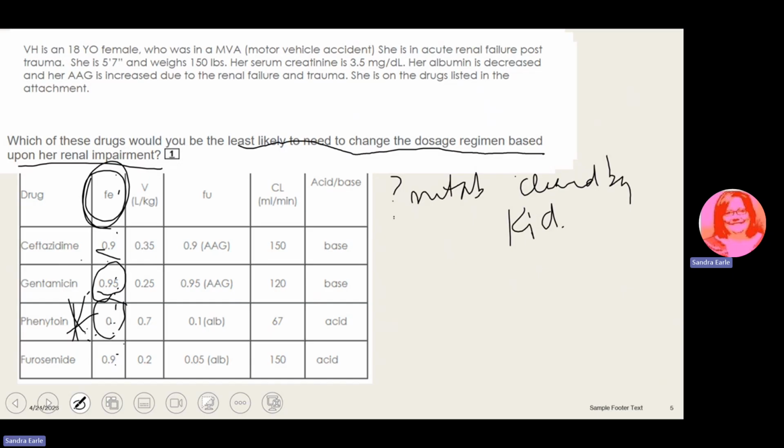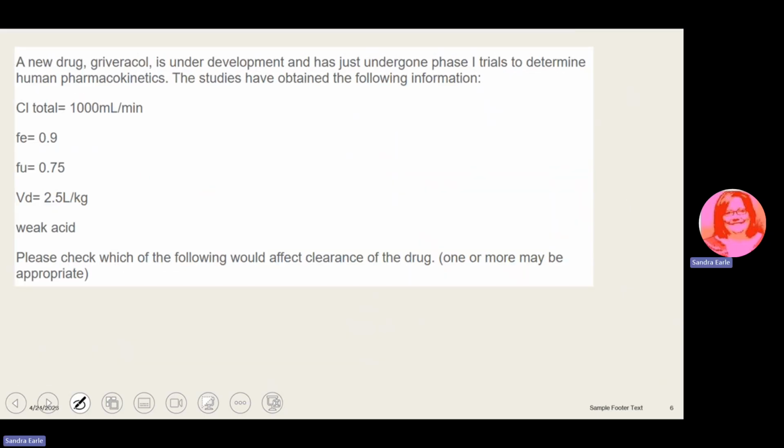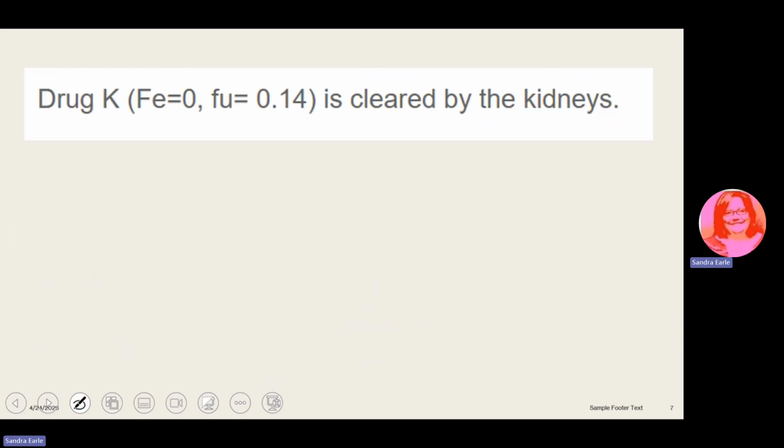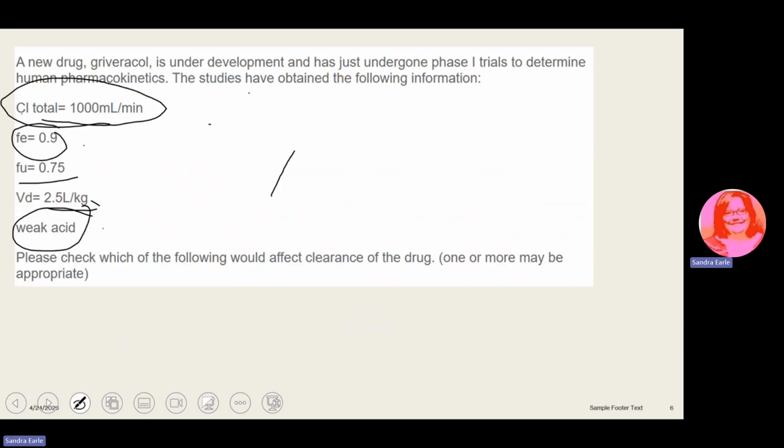All right, a new drug is under development. It's just undergone phase 1 trials. Okay, total body clearance is 1,000 mils per minute. FE is 90%. Fraction unbound is 75%. It's not highly bound at all. Volume of distribution of 2.5 liters per kilogram, and it's a weak acid. Okay, so which of the following would affect drug clearance? Oh, did I not? I wonder if I didn't copy the rest of this question. Well, we'll just determine what it is.